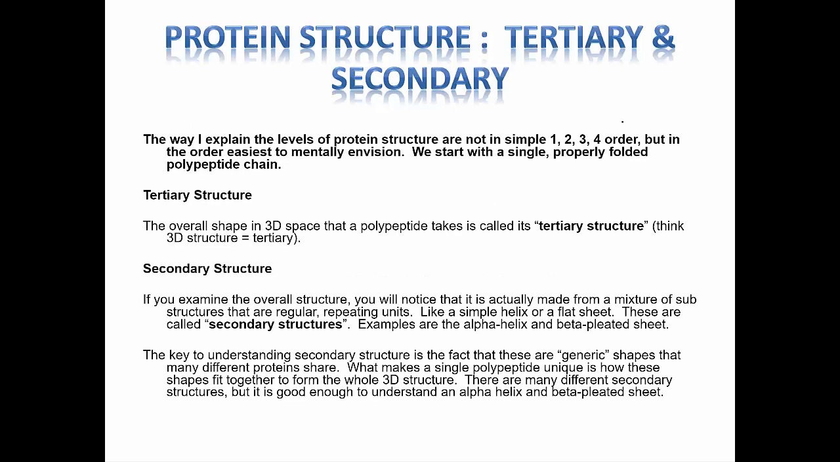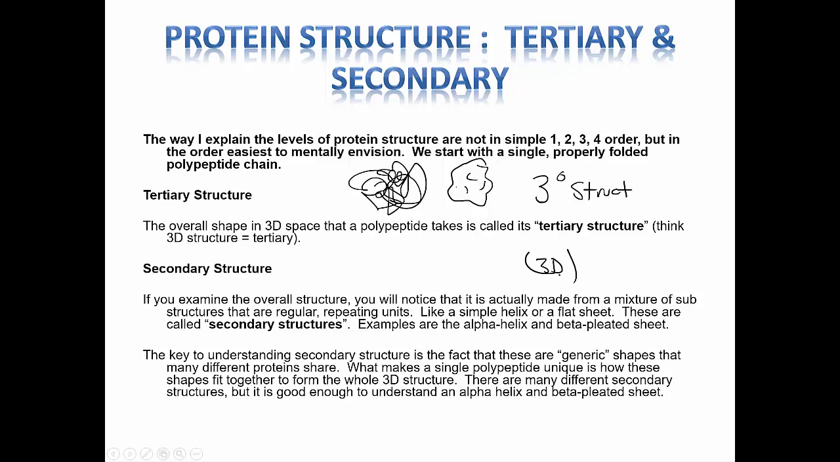Now, the way I explain protein structure, it's not as simple as primary, secondary, tertiary, quaternary, but I'm going to explain it in a way that's the easiest to mentally envision. So we're going to start with a single properly folded polypeptide chain. It's got some kind of fancy 3D shape to it. That's called your tertiary structure. Sometimes you'll abbreviate it like this. So that's its literal 3D shape. That's easy. And now we're going to go down from there.